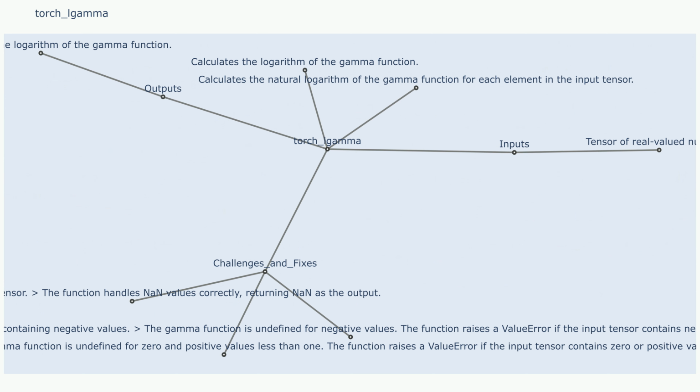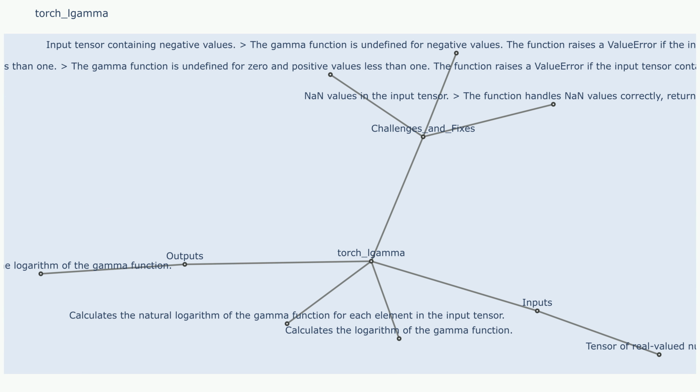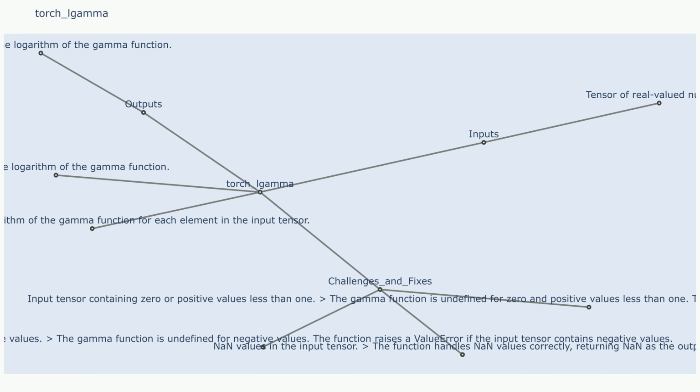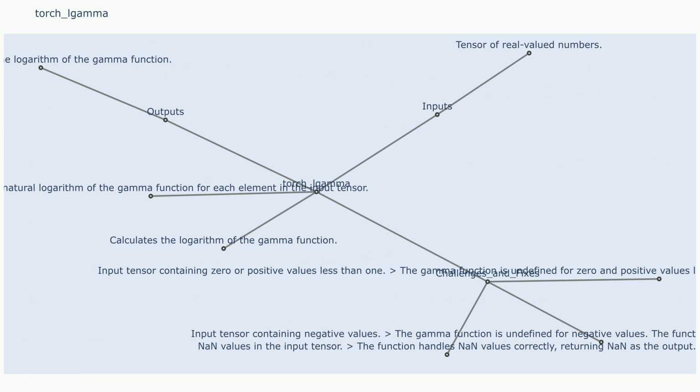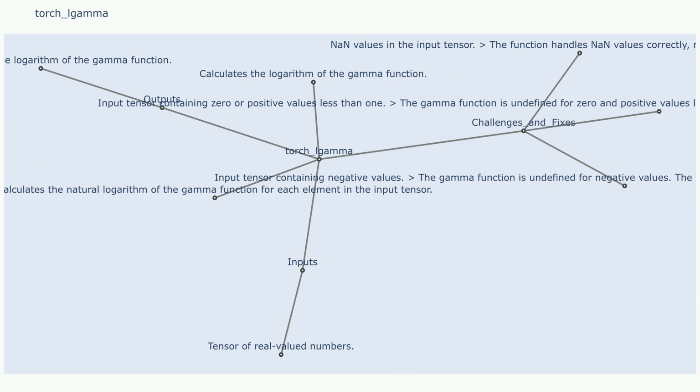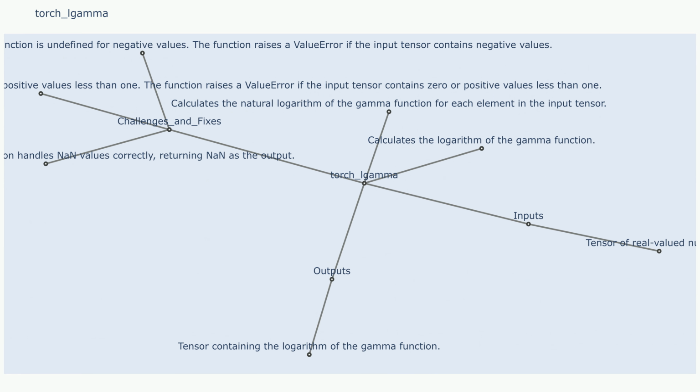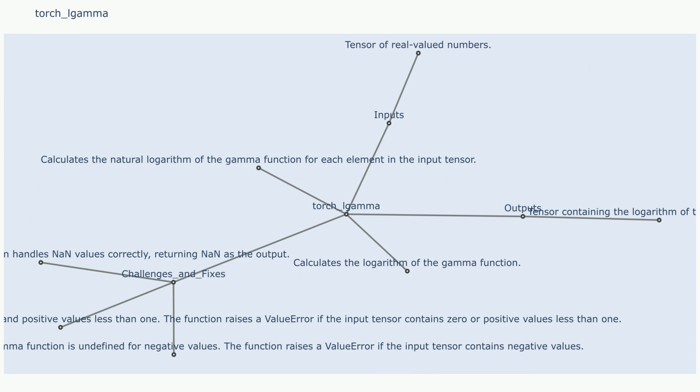Challenges and fixes. Challenge 1: input contains negative or 0 values. Sample use case that resulted in challenge 1: torch.lgamma(torch.tensor([-1, 0, 1])). Fixes to challenge 1: ensure the input tensor contains only positive numbers. Challenge 2: input is not a tensor. Sample use case that resulted in challenge 2: torch.lgamma(1). Fixes to challenge 2: convert the input to a tensor using torch.tensor.